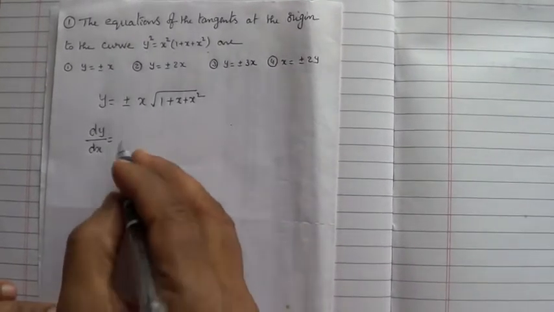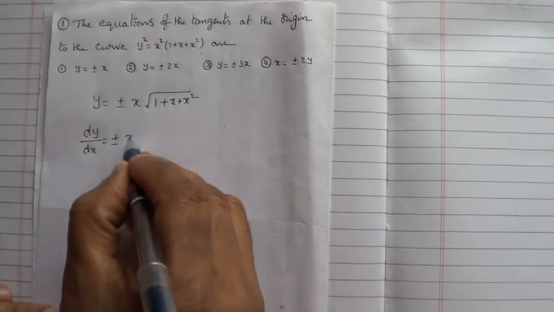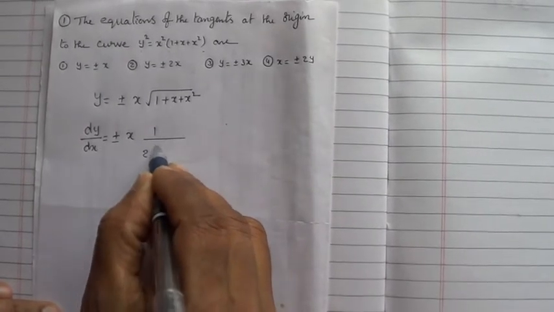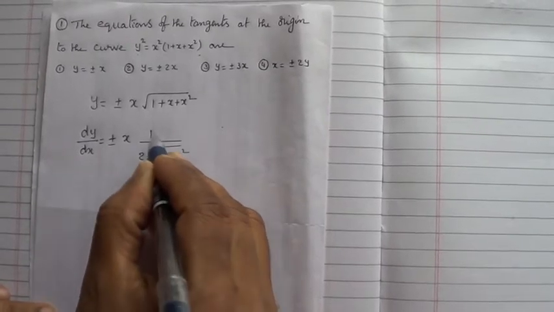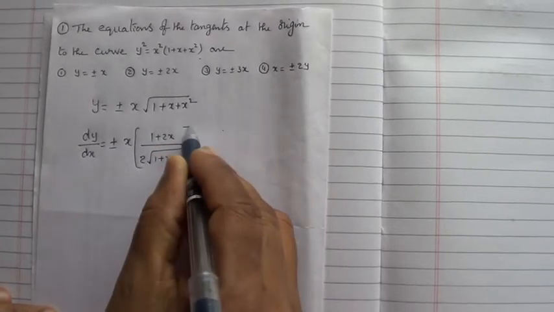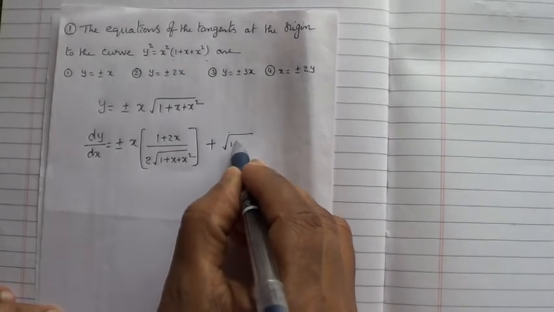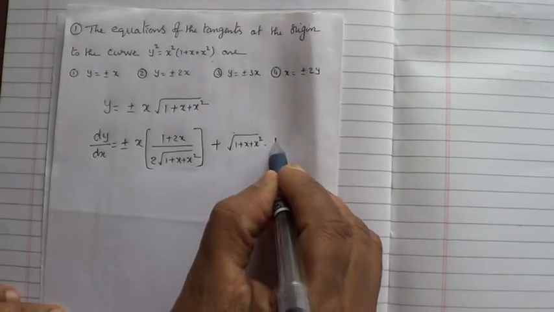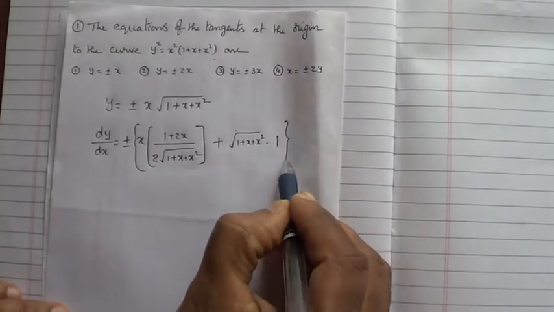Okay, let's do the differentiation of this. Plus or minus, we have to apply UV rule. X into root x differentiation, you know, 1 by 2 into root over 1 plus x square into inner function differentiation 1 plus 2x, right, plus root of 1 plus x square into x differentiation is 1. That is the differentiation of that particular given function.